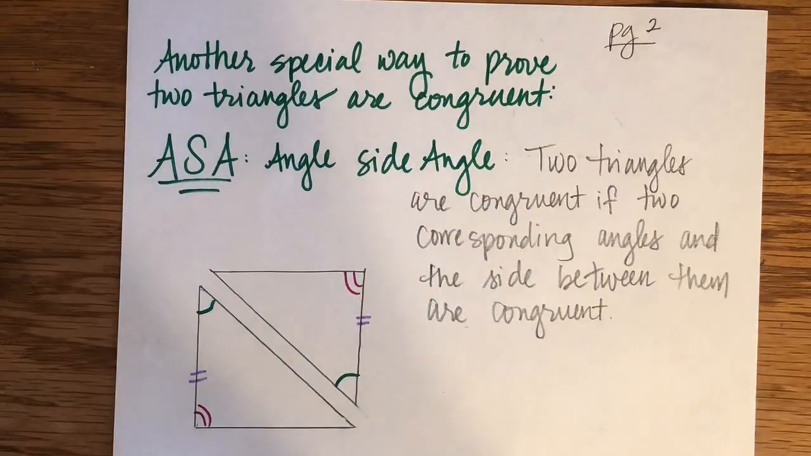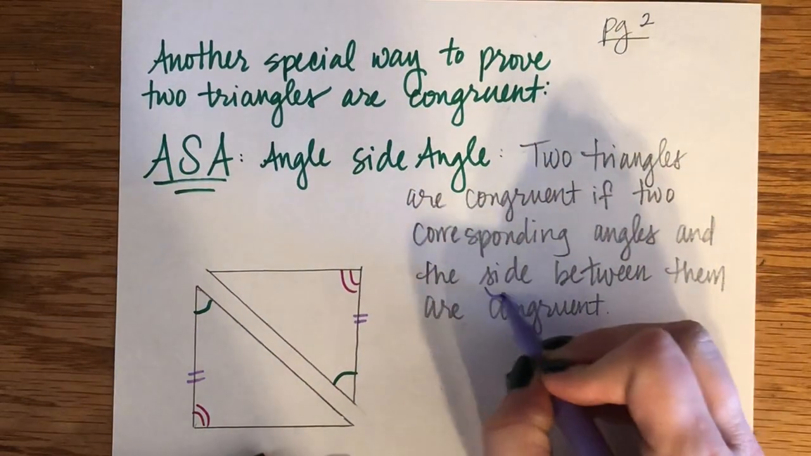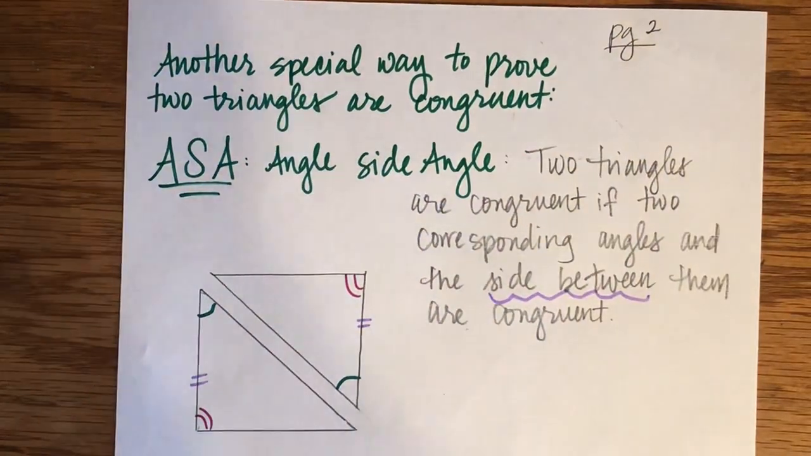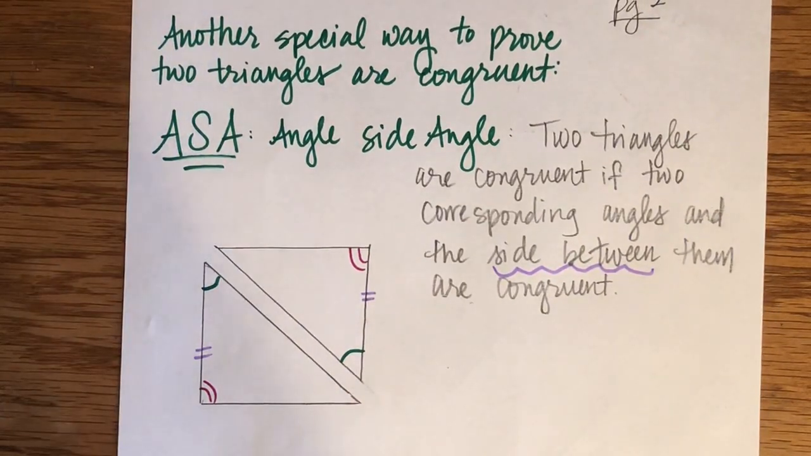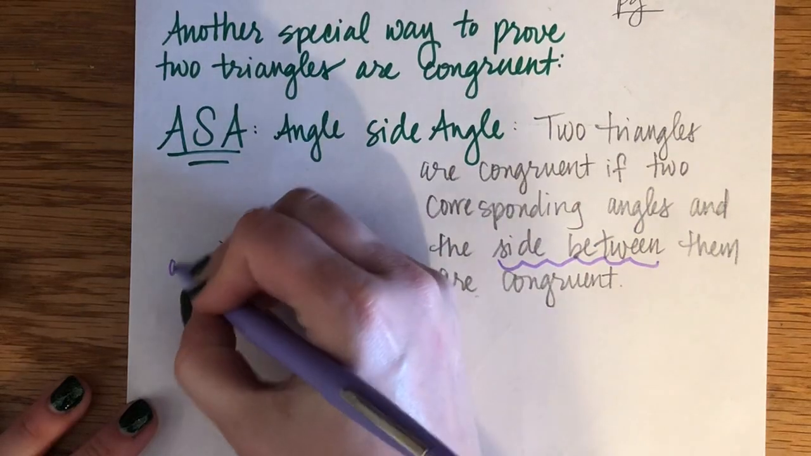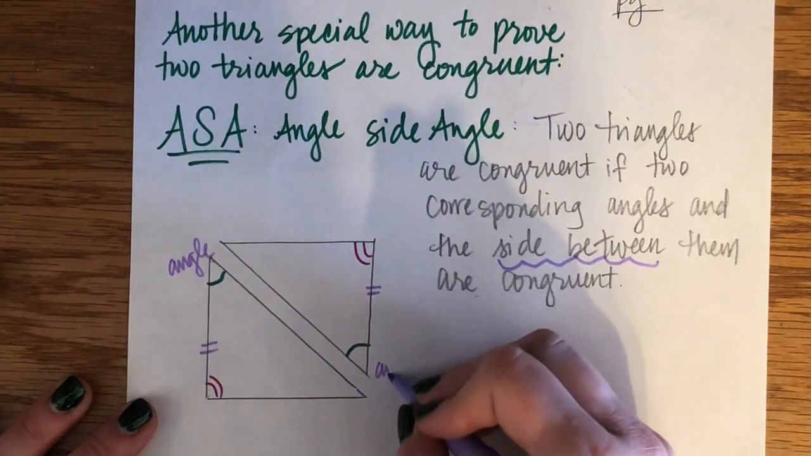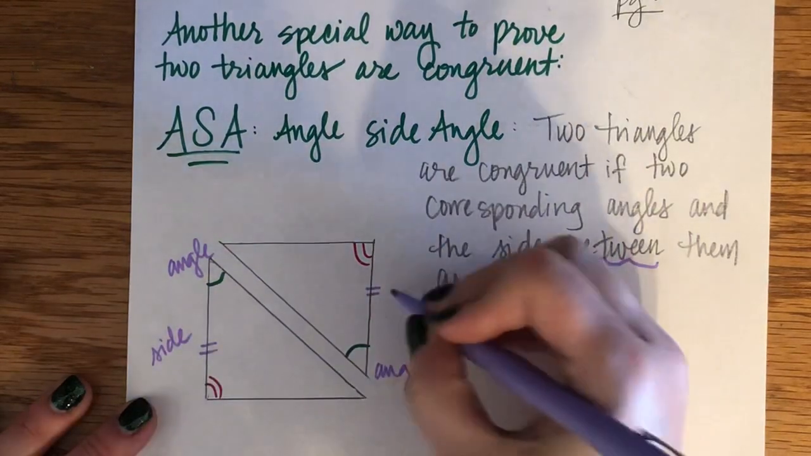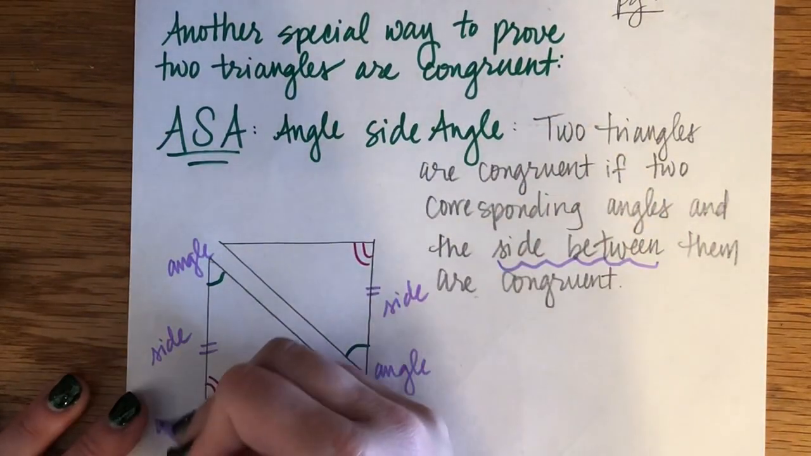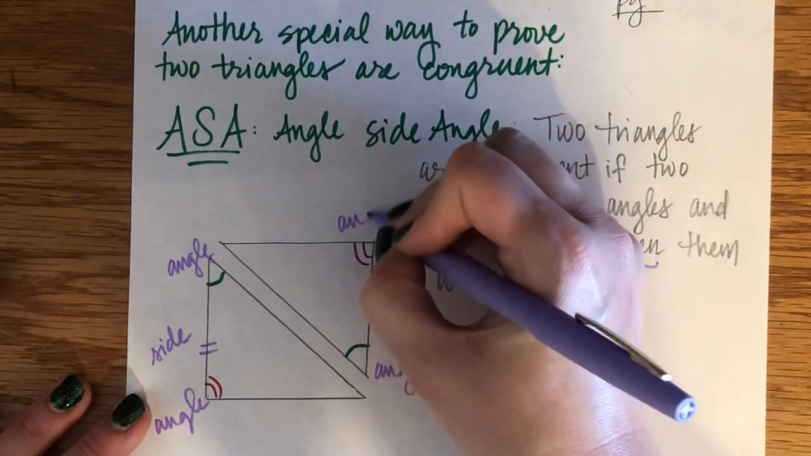And that's the most important part. Just like that last one, the angle had to be between, and this one, the side has to be between them. So here's an example. Let's take a look at the figures. So I've got an angle up here that corresponds to the angle down there. I've got a side right here that corresponds to the side right here, and then this angle corresponds to that angle.